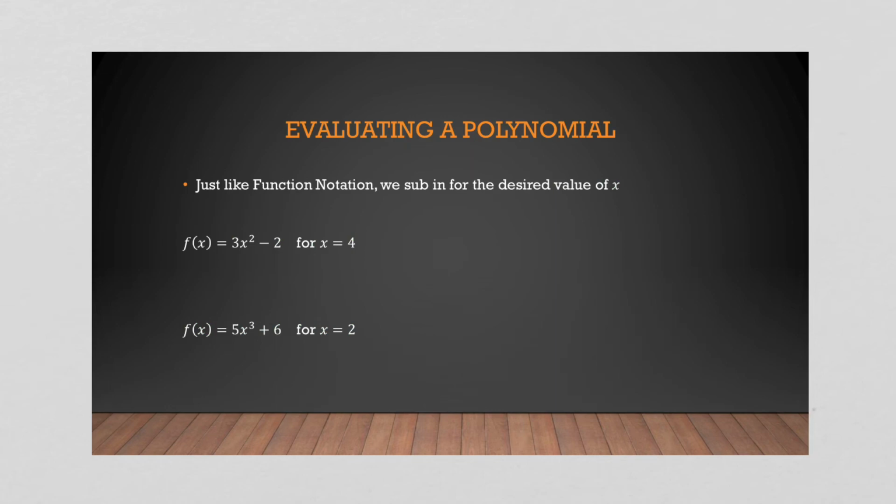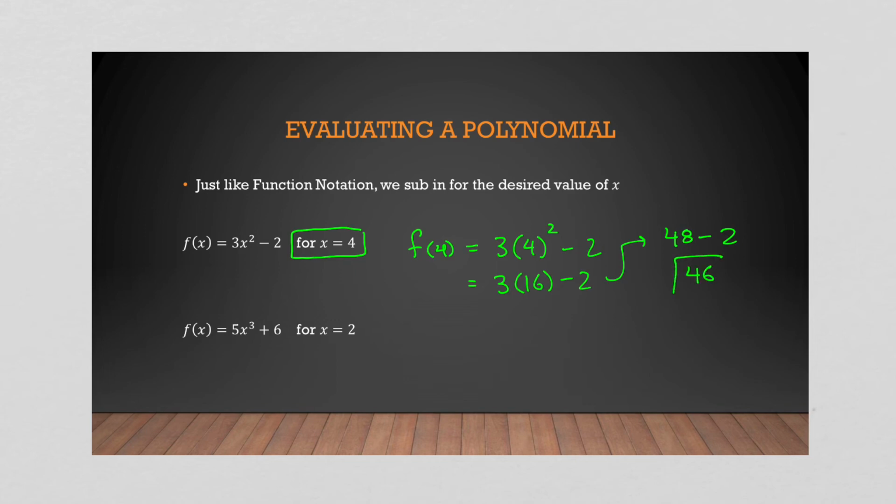So now what about evaluating a polynomial? To evaluate a polynomial, much like function notation from section 3, we are substituting in x equals 4. So our function becomes f of 4. We've done this before, except this time we have some powers in certain instances. So we sub in 4 for x, and then we solve. And remember, we're BEDMAS, so exponents first: 3 times 16, which gives me 48, minus 2 is 46.